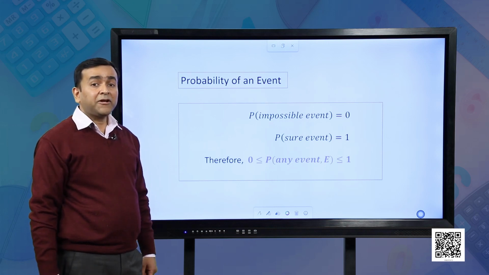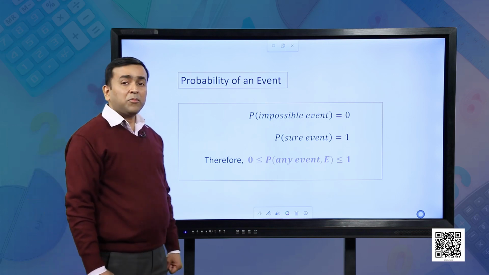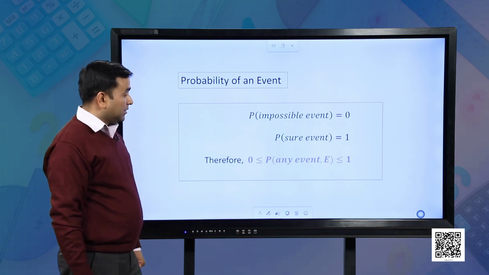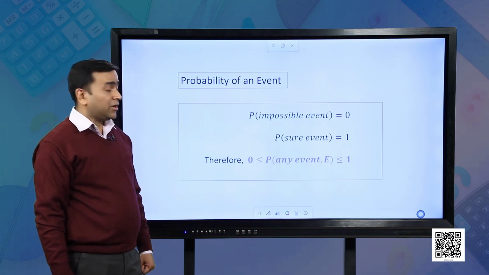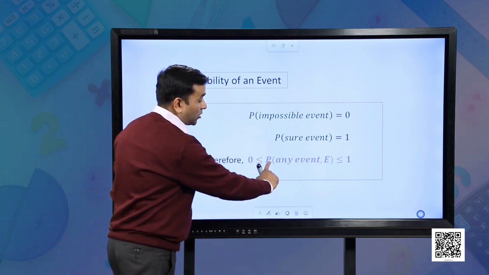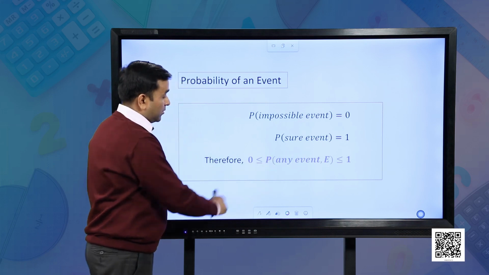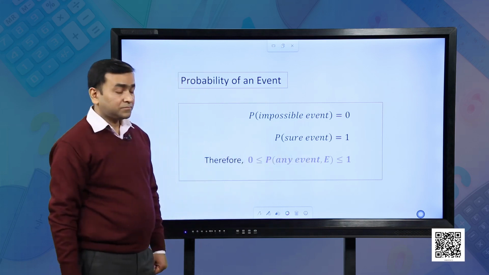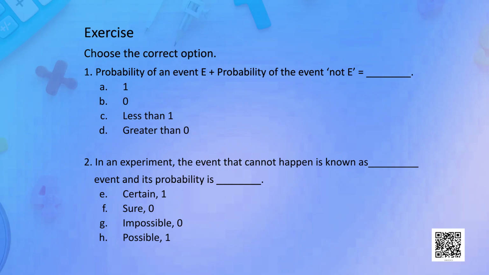So, what is the probability of any event? The probability of any event lies between 0 and 1, and mathematically we write it as P(E) greater than or equal to 0 and less than or equal to 1. Now that we have studied so much, let us do an exercise.